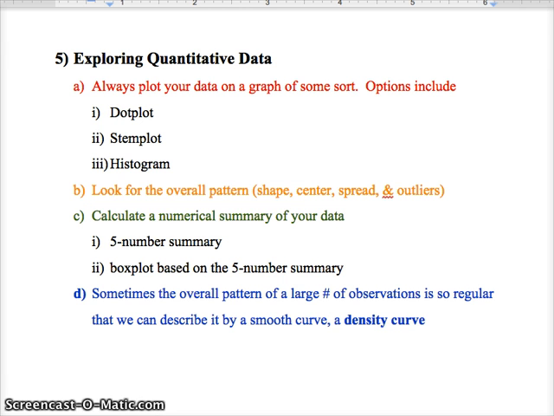We look for the overall pattern. So we've done A and B in chapter 1 here. We've also done C, numerical summary. And then we look at trying to find z-scores or percentiles to describe location. If we have a large enough number of observations, we can sometimes describe it with a density curve, which is where we just chopped off the corners of that histogram to make it a smooth curve.